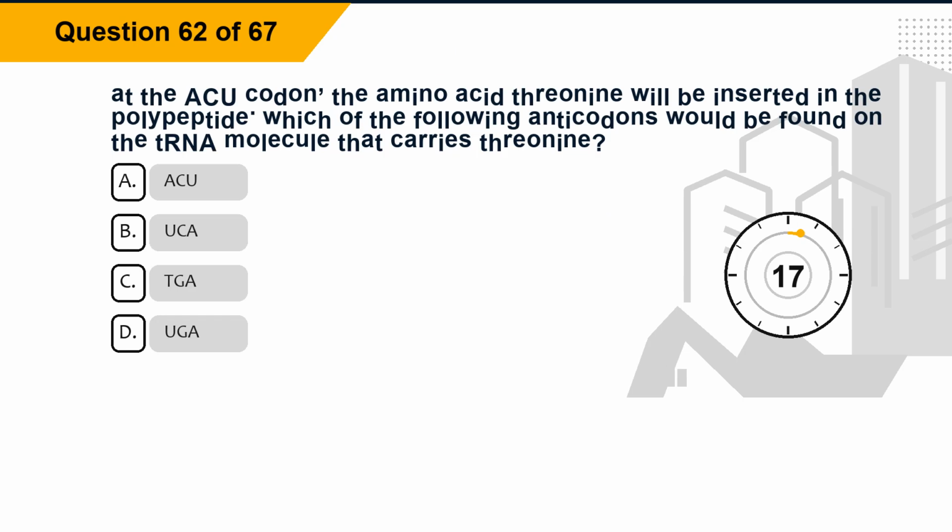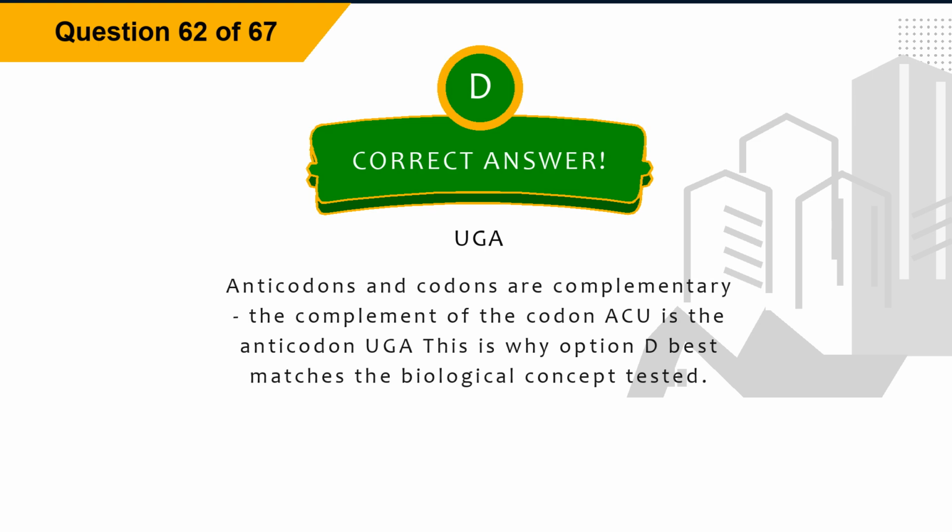Question 62. At the ACU codon, the amino acid threonine will be inserted in the polypeptide. Which of the following anticodons would be found on the tRNA molecule that carries threonine? Option A, ACU. Option B, UCA. Option C, TGA. Option D, UGA. The correct answer is option D, UGA. Explanation: anticodons and codons are complementary. The complement of the codon ACU is the anticodon UGA. This is why option D best matches the biological concept tested.